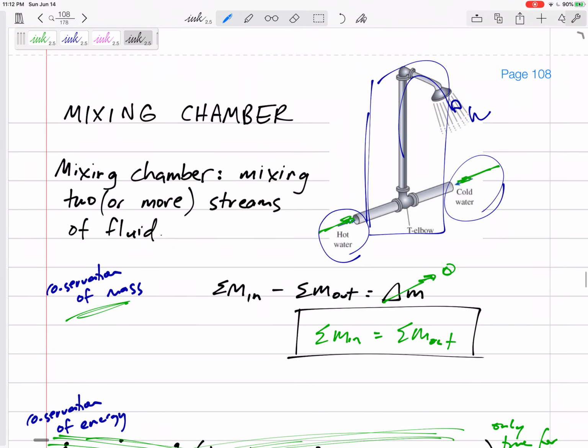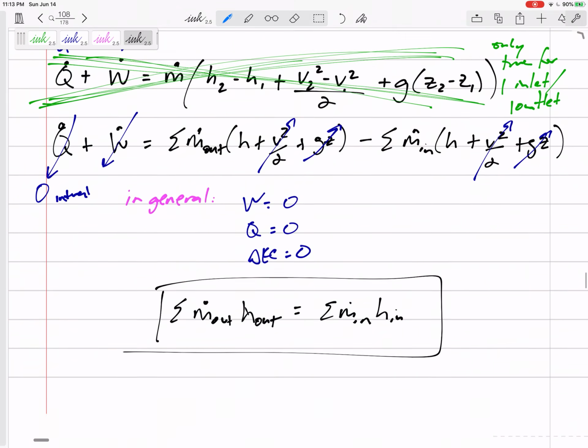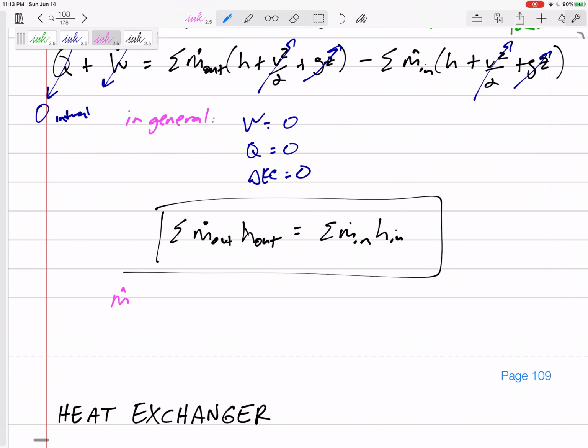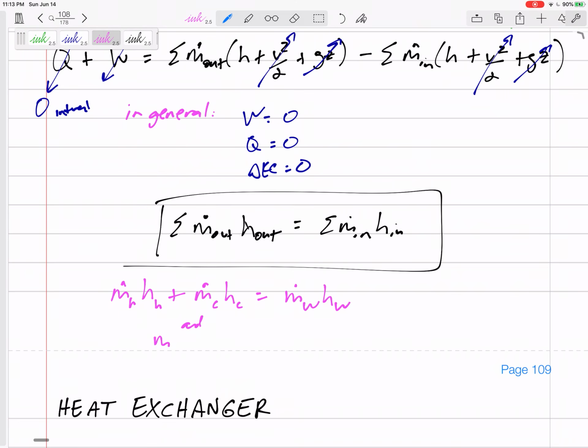So I'd take the m dot of the hot times the H of the hot, right? So for instance, I'd say m dot hot H hot plus m dot cold H cold equals m dot warm H warm, right? So there's one equation, and that's conservation of energy, but we also have conservation of mass, m dot hot plus m dot cold equals m dot warm. So two equations that might help us plug in and solve.